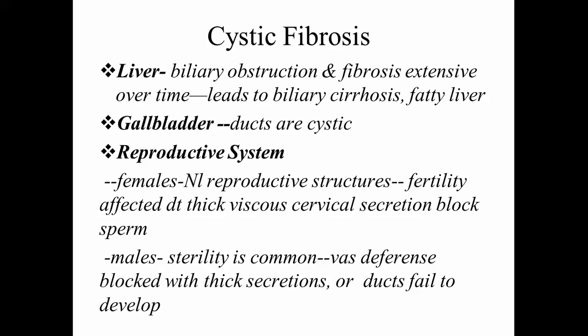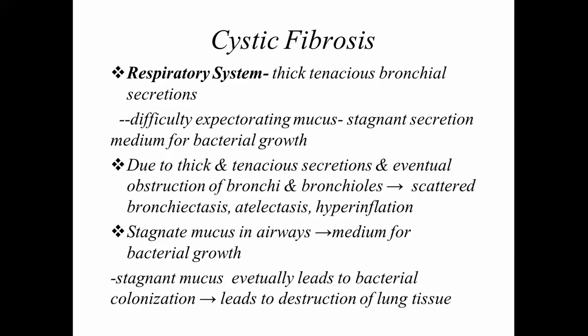As far as the reproductive system goes, females have normal reproductive structures. However, their fertility is affected because thick, viscous cervical secretions block the sperm. And as for males, sterility is common, mainly because the vas deferens is blocked with thick secretions, or the ducts fail to develop because they're blocked. And then last, the respiratory system is involved.